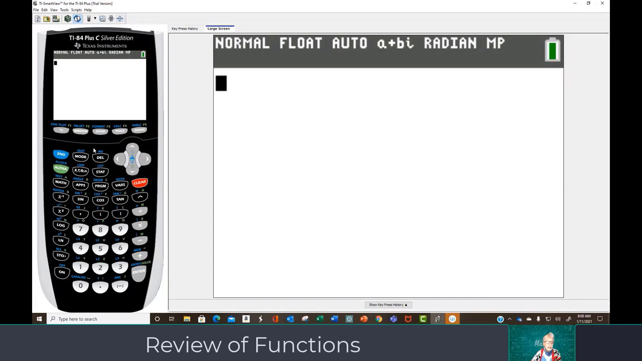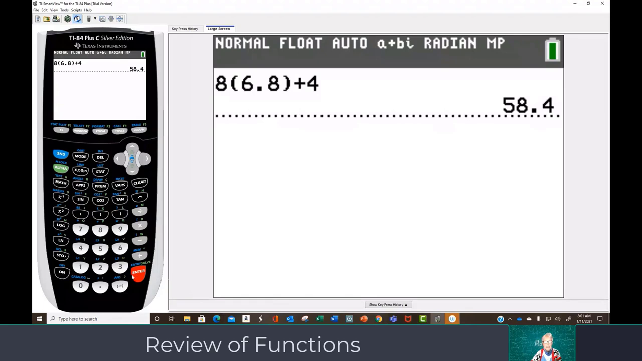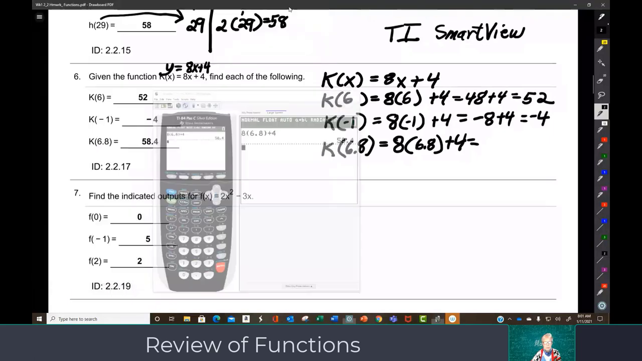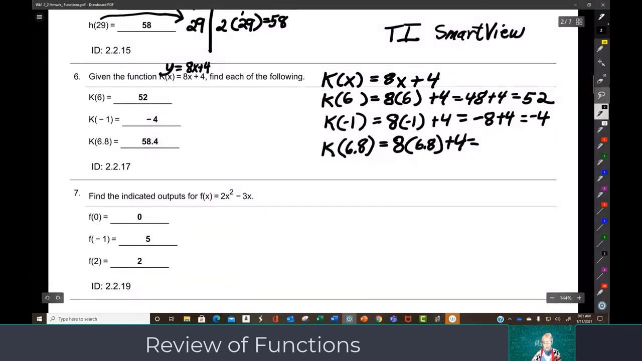Okay. This calculator is so great. It has parentheses, it has a negative key to make numbers negative, and of course it has add, subtract, multiply, and divide. It's just terrific. I love it. Okay, but stop talking and do the work, Barbara. 8 parentheses, 6.8 close parentheses, plus 4. Enter. And I get the answer 58.4. Which they get too. Doggone.